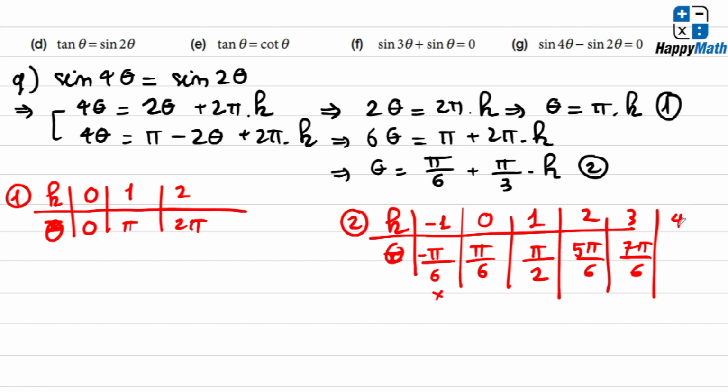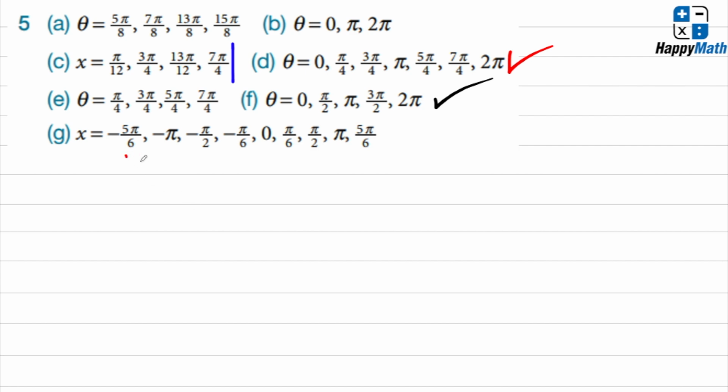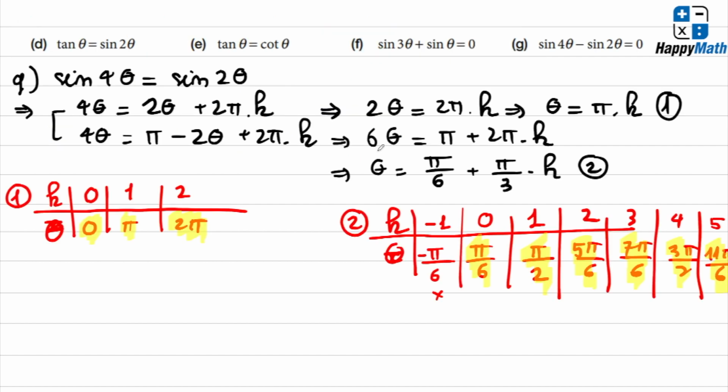I need more. About 4: when you have 4, 3 pi over 2. How about 5? 5 is possible: 11 pi over 6. And how about 6? It is larger than 2 pi, so we have to stop here. And the total number of solutions: 1, 2, 3, 4, 5, 6, 7, 8, 9. Yeah, that's it. 9 solutions for this question.